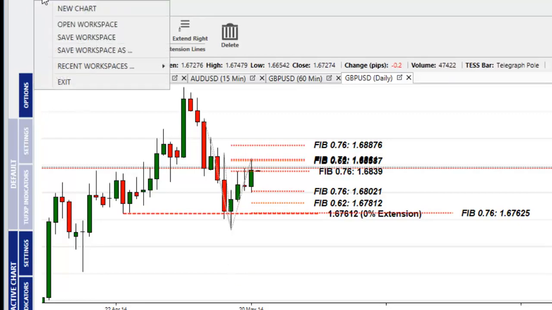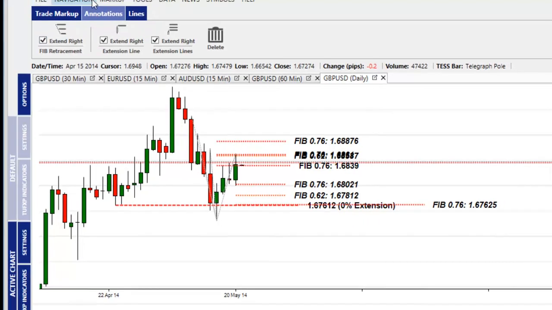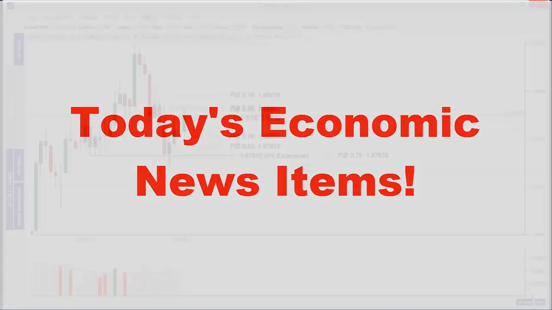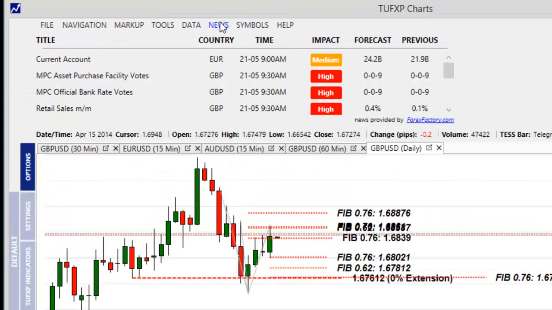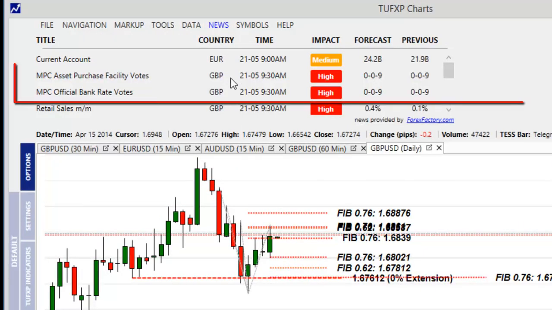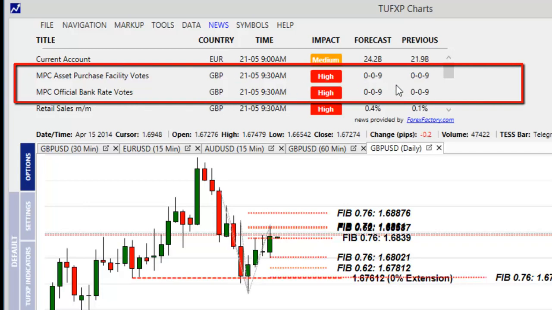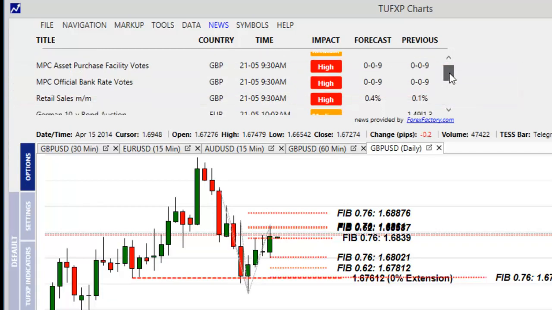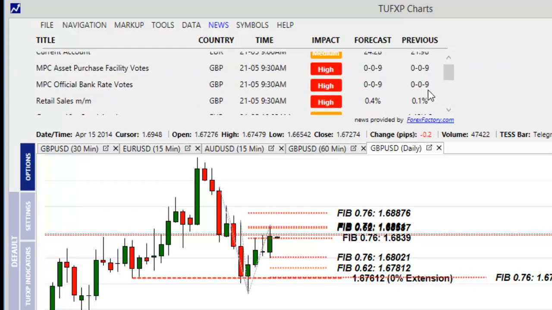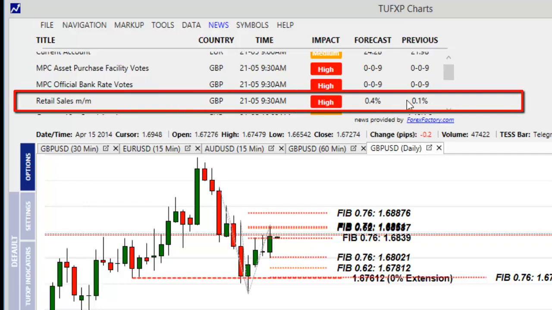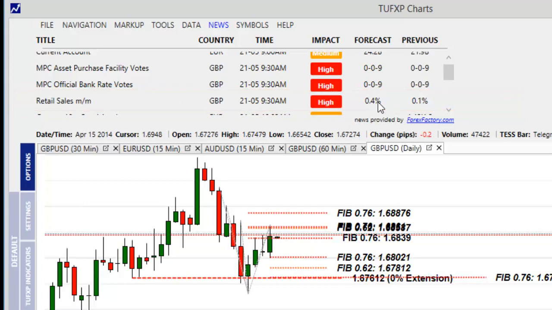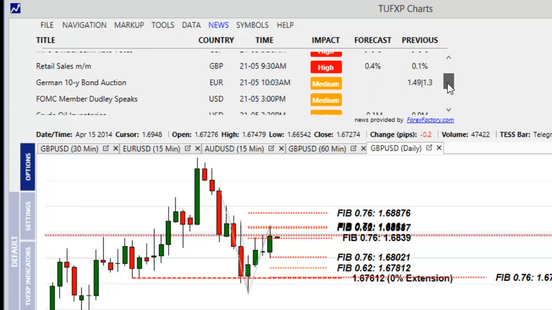So I'm going to save this, and let's have a quick look at the news for today, and I think there's quite a bit today. We've got the UK asset purchase facility. That is a tough one, really. Should you be in the market when this one is released? I don't think it would make too much difference. However, we have got the retail sales at 9:30 this morning as well, which could influence the markets to the upside if the actual comes out as the forecast there at 0.4. So it may be wise to stand aside on that one this morning.